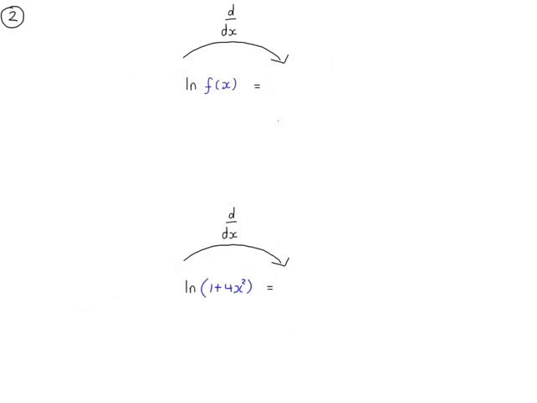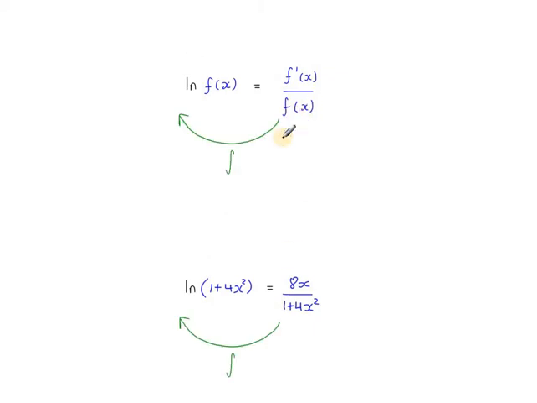Example 2, we're differentiating a natural log. So my f of x here is 1 plus 4x squared. So I need to take the f of x, put it into the denominator. So the 1 plus 4x squared goes into the denominator, and then we differentiate f of x, and that goes into the numerator, like this. That's the differentiation done. Integration is the reverse order of differentiation. So if I integrate 8x over 1 plus 4x squared, I get ln of 1 plus 4x squared plus a constant of integration.